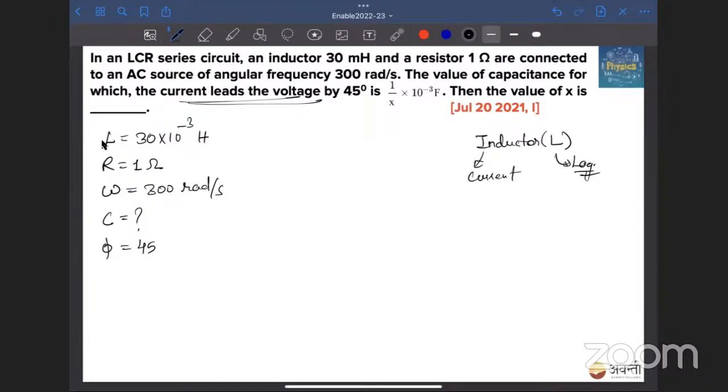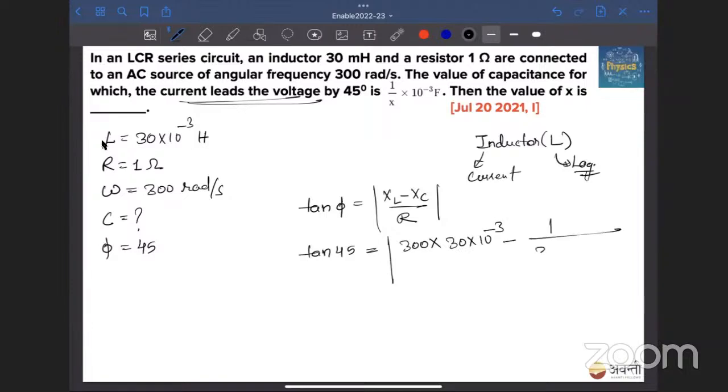So it is asking what is the value of capacitance. Very easy question, you know. So we can write tan phi is equal to the mod of XL minus XC by R. So tan 45, phi is 45. XL is omega L. Omega is 300 and L is 30 into 10 to the power minus 3. Omega L minus 1 upon omega C. C is not given, we have to calculate. So I'll write C divided by R.